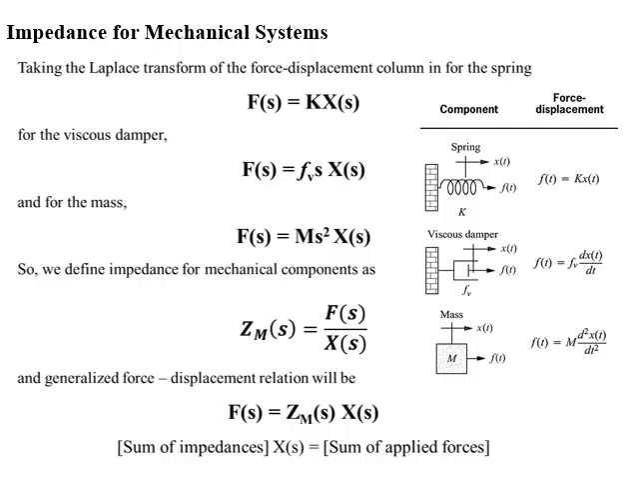Dear students, now we'll study impedance for mechanical systems. If you look at the portion of the table we studied at the start of translational mechanical systems, it gave us force displacement relations for spring, viscous damper, and mass. If we look at the relation for a spring, force is equal to spring constant K multiplied by displacement x(t).